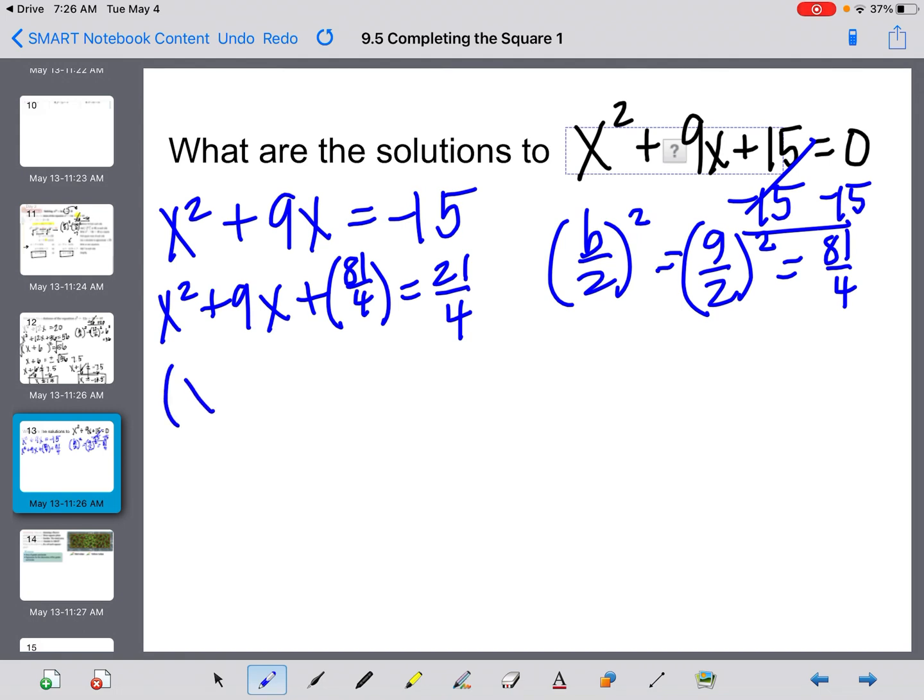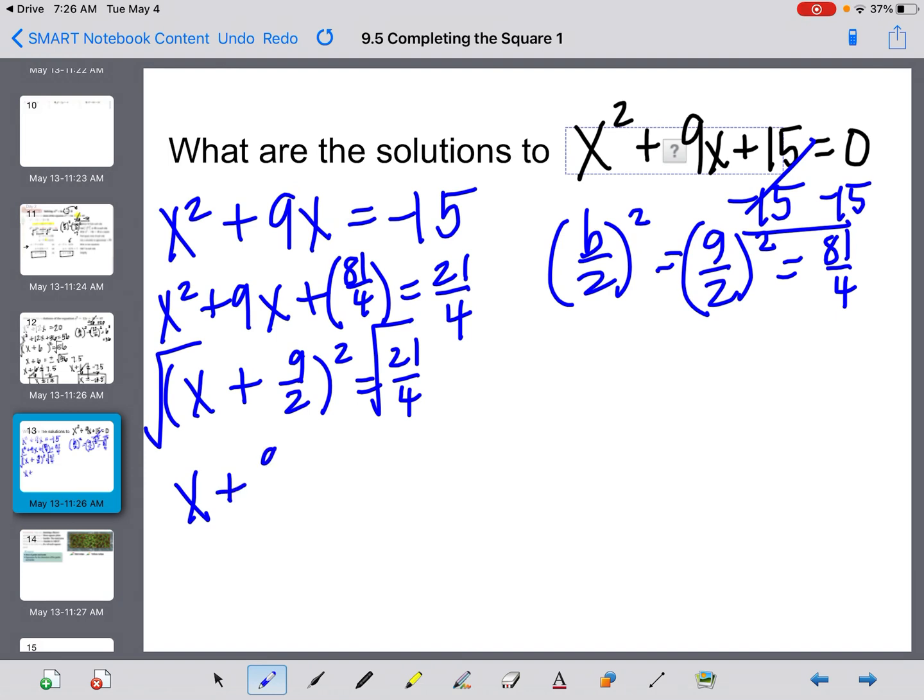Okay, then I'm going to factor this, which gives me x plus 9 over 2 squared equals 21 over 4. Take the square root, and that leaves me with x plus 9 over 2 equals, now I don't know the square root of 21, so I'm going to leave that on top for right now. I do know the square root of 4 is 2, and this has to be a plus and minus. Then I'm going to split and solve.